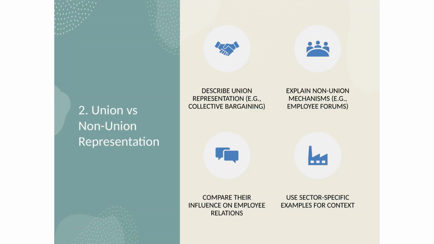Union representation involves recognized trade unions advocating for collective interests through formal channels like bargaining. Non-union representation includes elected staff councils or representative groups without union affiliation. Unionized settings often have stronger negotiation power, while non-union settings may offer faster, informal engagement. For public sector organizations undergoing change, it's important to understand how both forms can coexist or conflict.